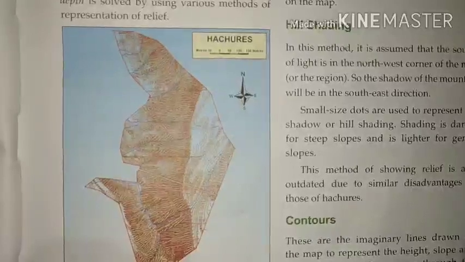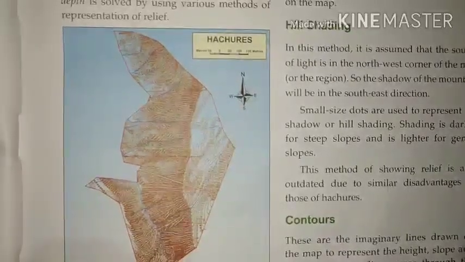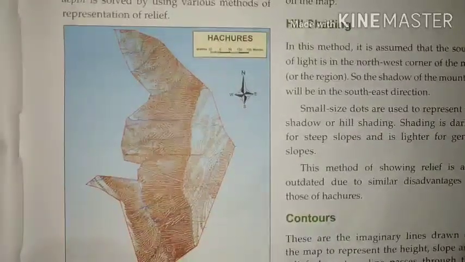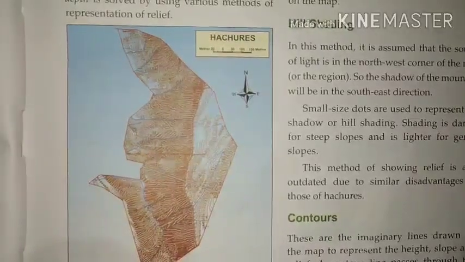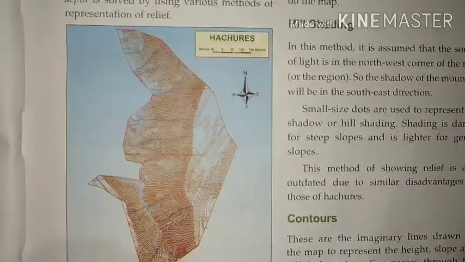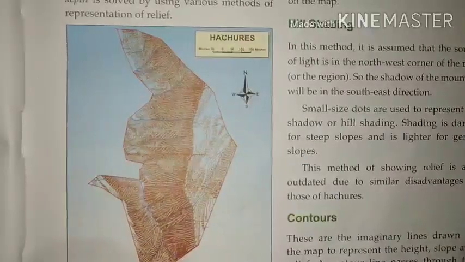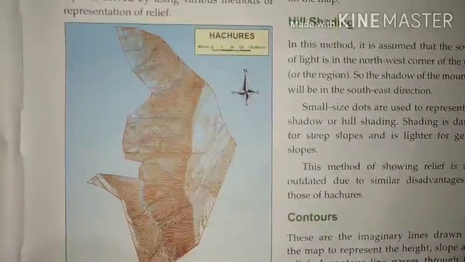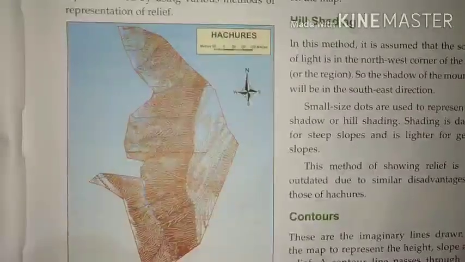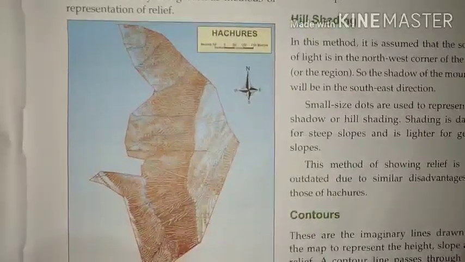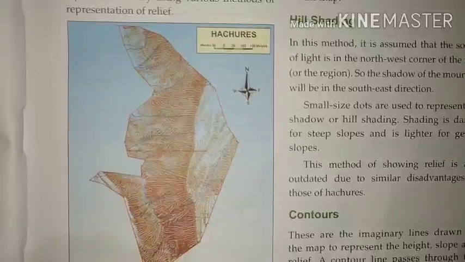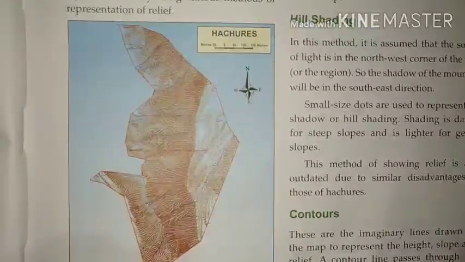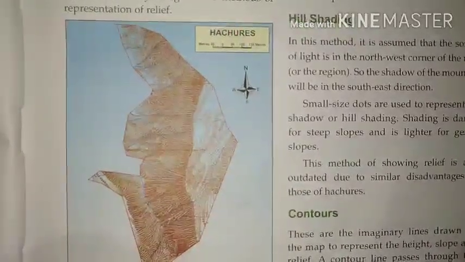For that we were making a three-dimensional model of that region. The hills will be there, the farms will be there, valleys will be there. So a small model was made. Then we were keeping a lamp towards the northwest corner in a dark room, and then we were seeing how the shadows are falling. So this was used.